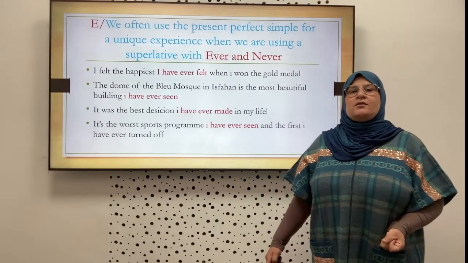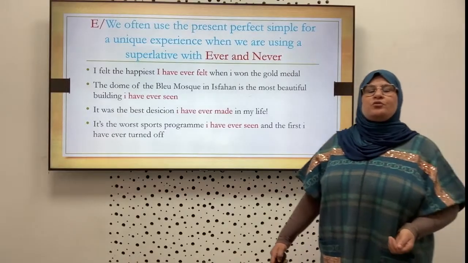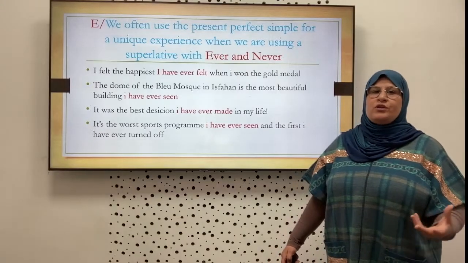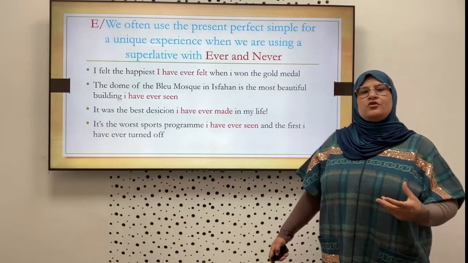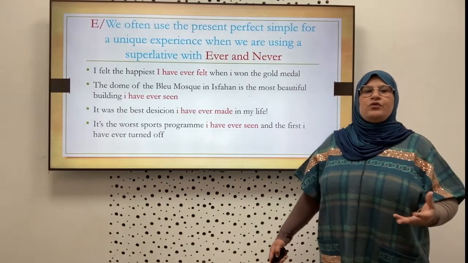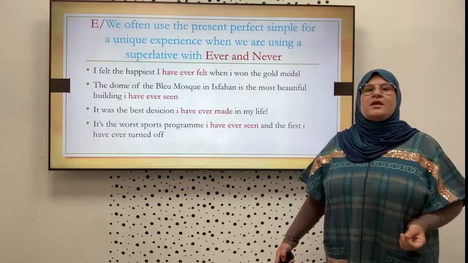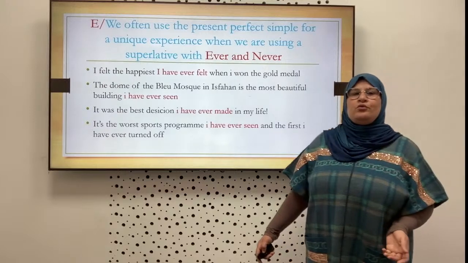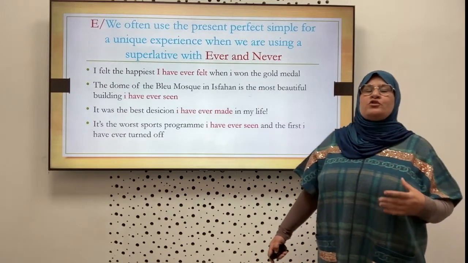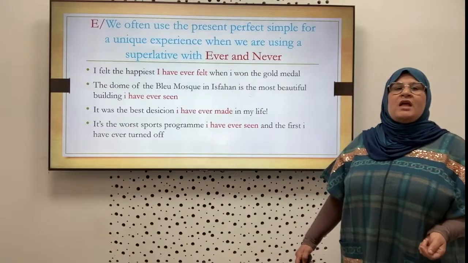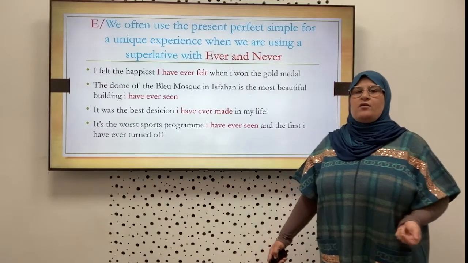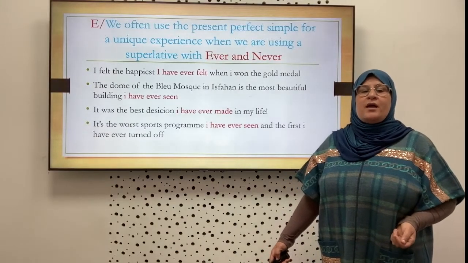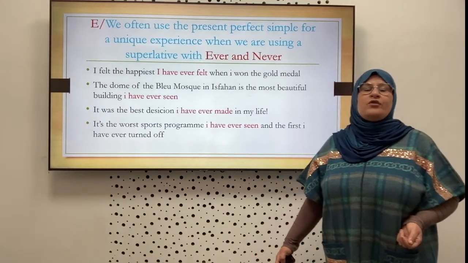E is another basic use of the present perfect simple. We often use the present perfect simple for a unique experience when we are using a superlative with ever and never. For example, I felt the happiest I have ever felt when I won the gold medal. And the dome of the Blue Mosque in Isfahan is the most beautiful building I have ever seen. And it was the best decision I have ever made in my life. Last example is the worst sport program I have ever seen and the first I have ever turned off.